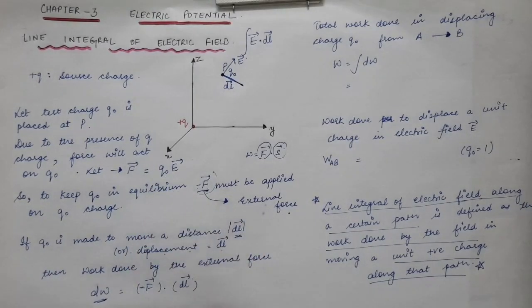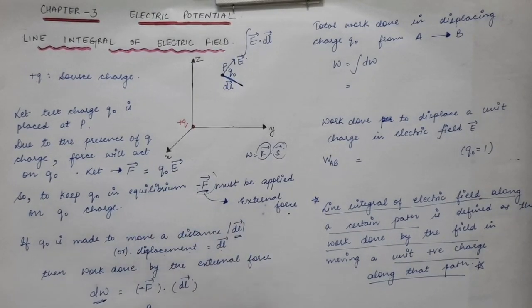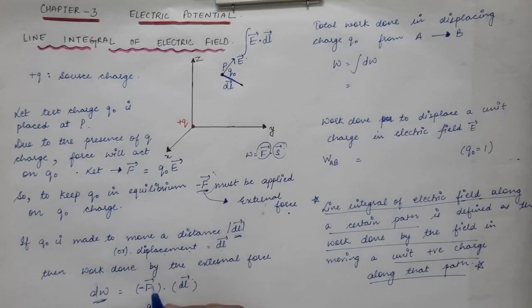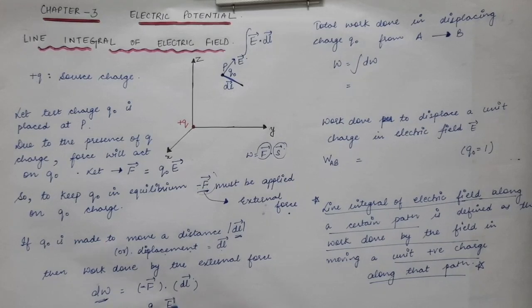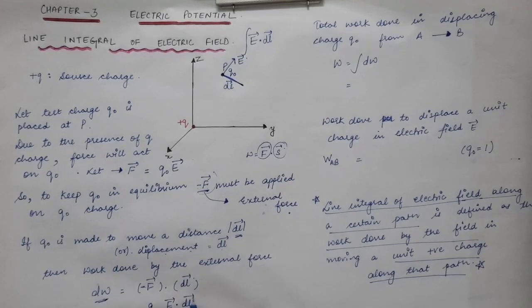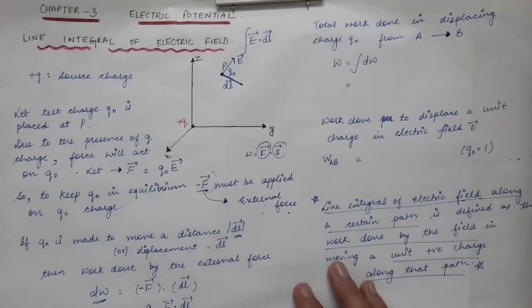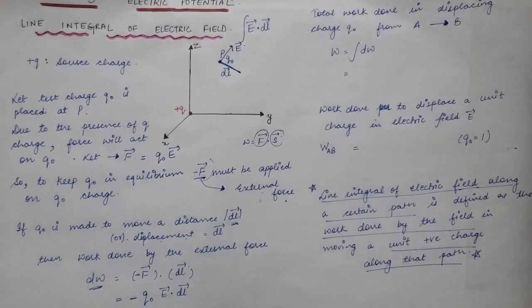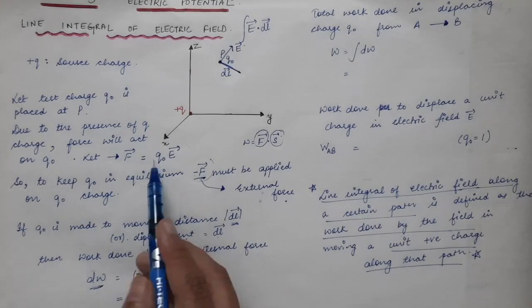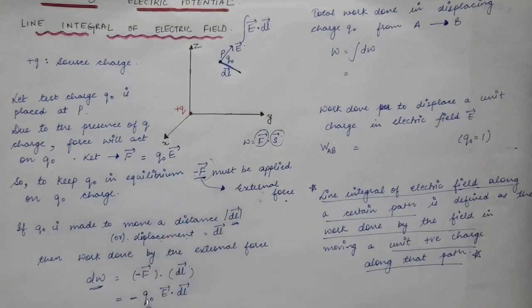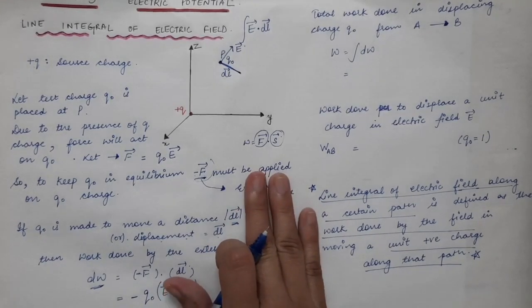So q0 is a scalar, so it can be taken outside the dot product, and we will be left with E vector dot product with dl vector. Here we have just inserted the expression of F vector, which is q0 into E vector. Therefore we will get minus q0, which is a scalar, times the dot product of E vector and dl vector.